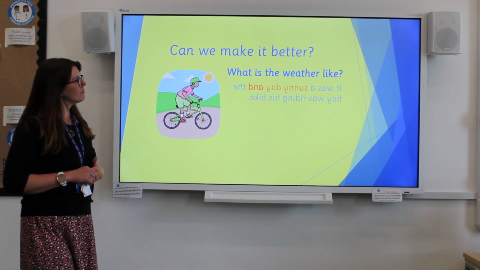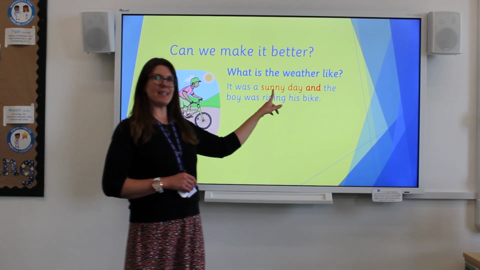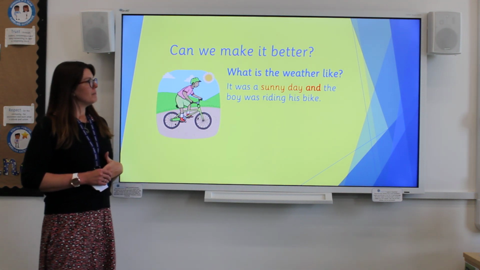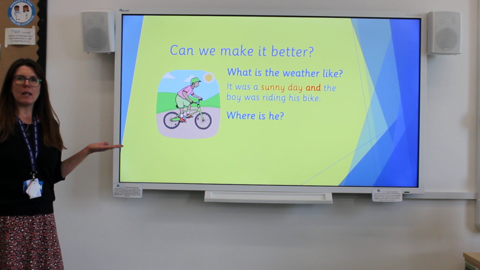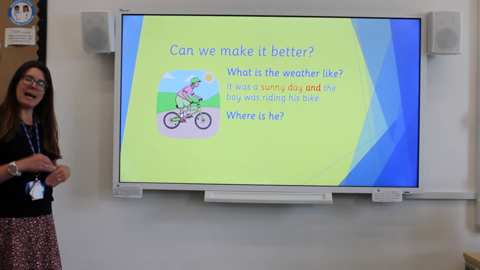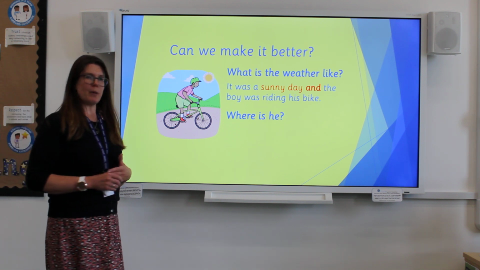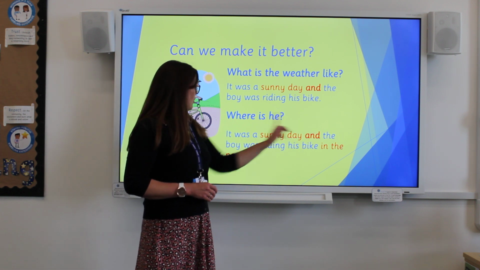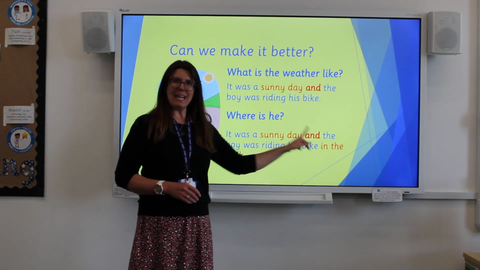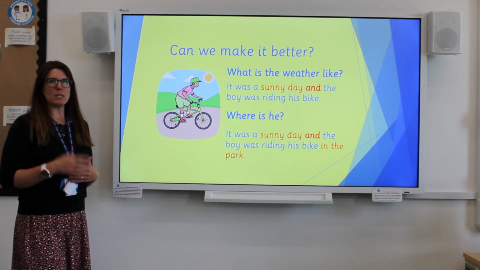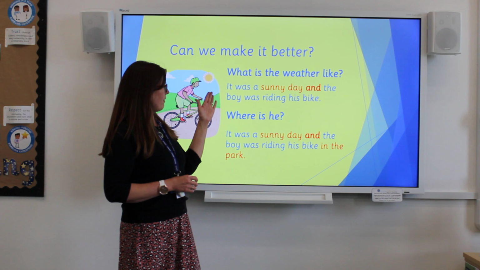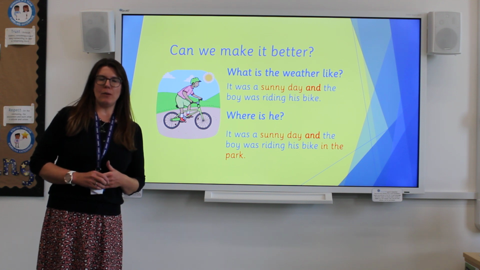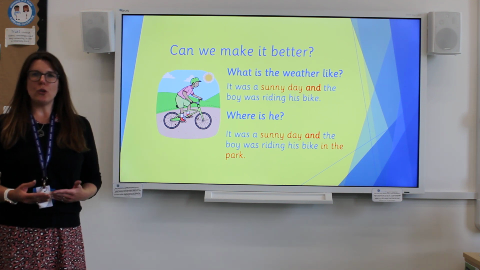My turn. It was a sunny day and the boy was riding his bike. But where is he? We can add that to give more detail to our sentence. My turn. It was a sunny day and the boy was riding his bike in the park. So I have added more detail about what the weather is like and where the boy is. Pause the video now so that you can add more detail to your sentence.